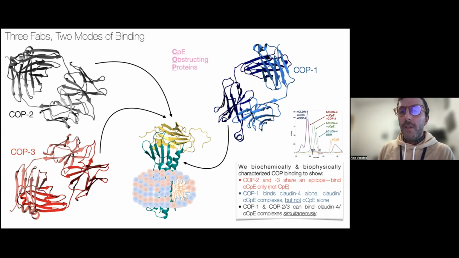We also discovered this other fab, which we termed COP1, which we saw bound the toxin claudin complex, not the toxin itself, but did bind the claudin itself. So we thought that it most likely bound at an interface between the two proteins. This one immediately was very interesting to us, but we never obtained crystals of it.